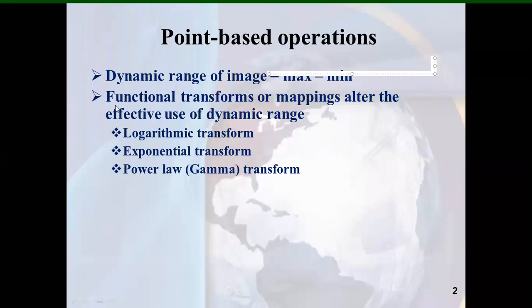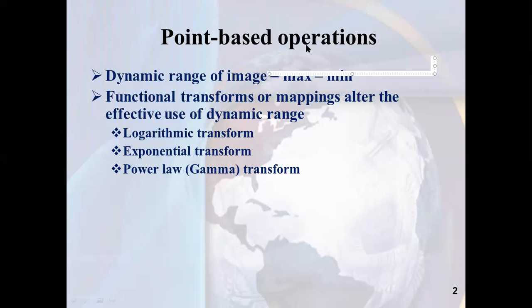So for that, we apply what is called a functional transformation. The objective of the functional transformation that we can apply is to map or change the values in an effective way in order to use all the dynamic range of the image. So this is the idea behind the point-based operations.